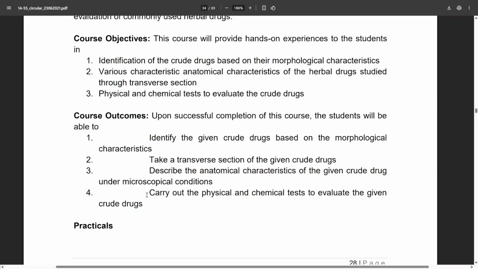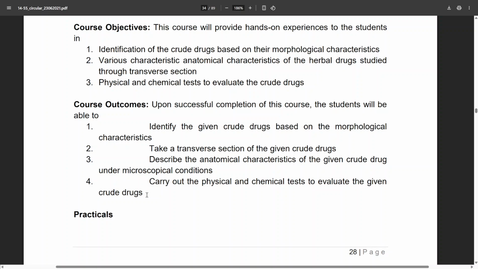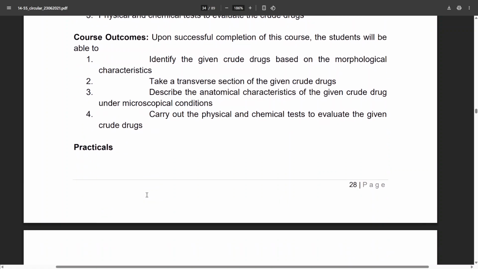Course outcomes: on successful completion of this course, the student will be able to: 1. Identify the given crude drug based on the morphological characteristics. 2. Take transverse sections of the given crude drug. 3. Describe the anatomical characteristics of the given crude drug under microscopical conditions. 4. Carry out the physical and chemical tests to evaluate the given crude drugs.